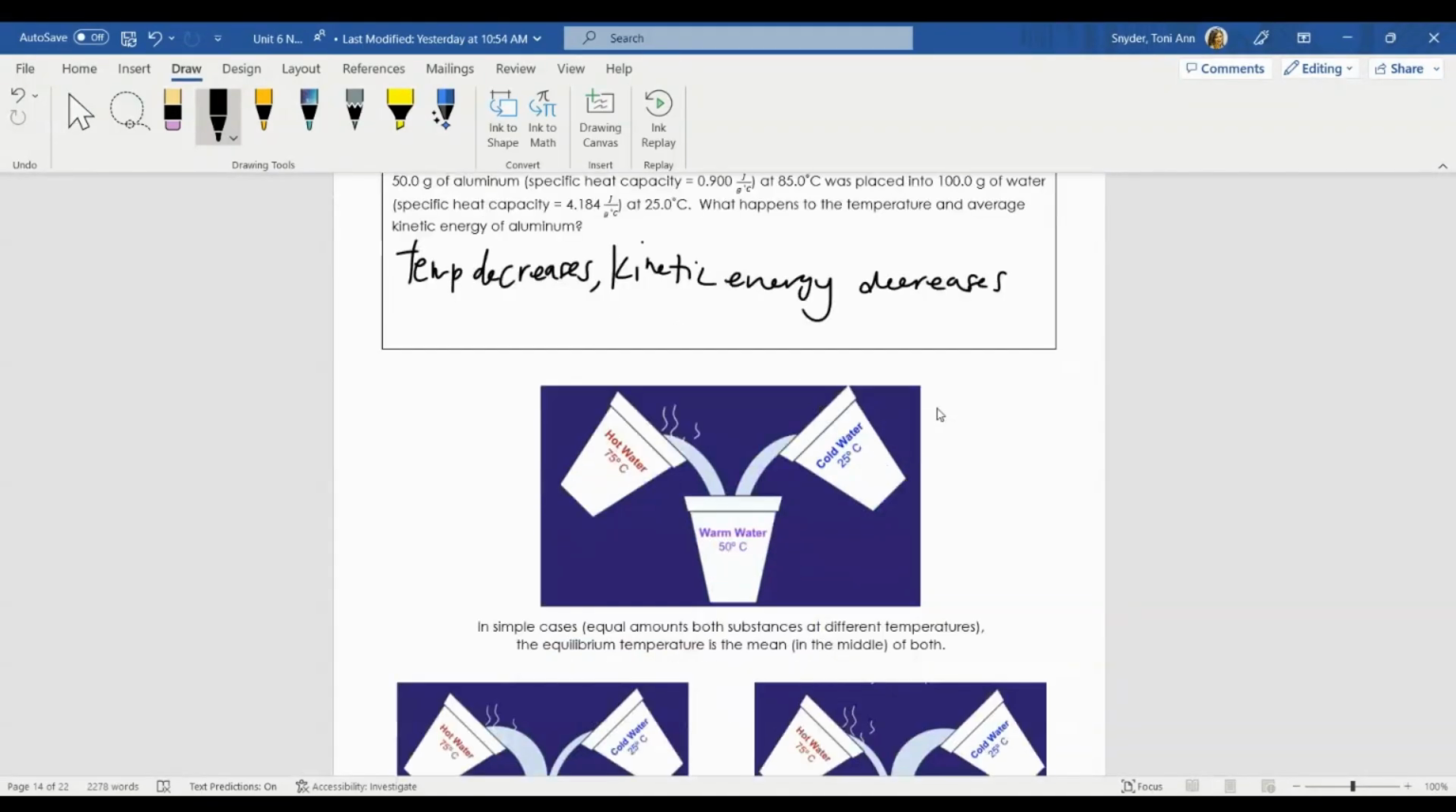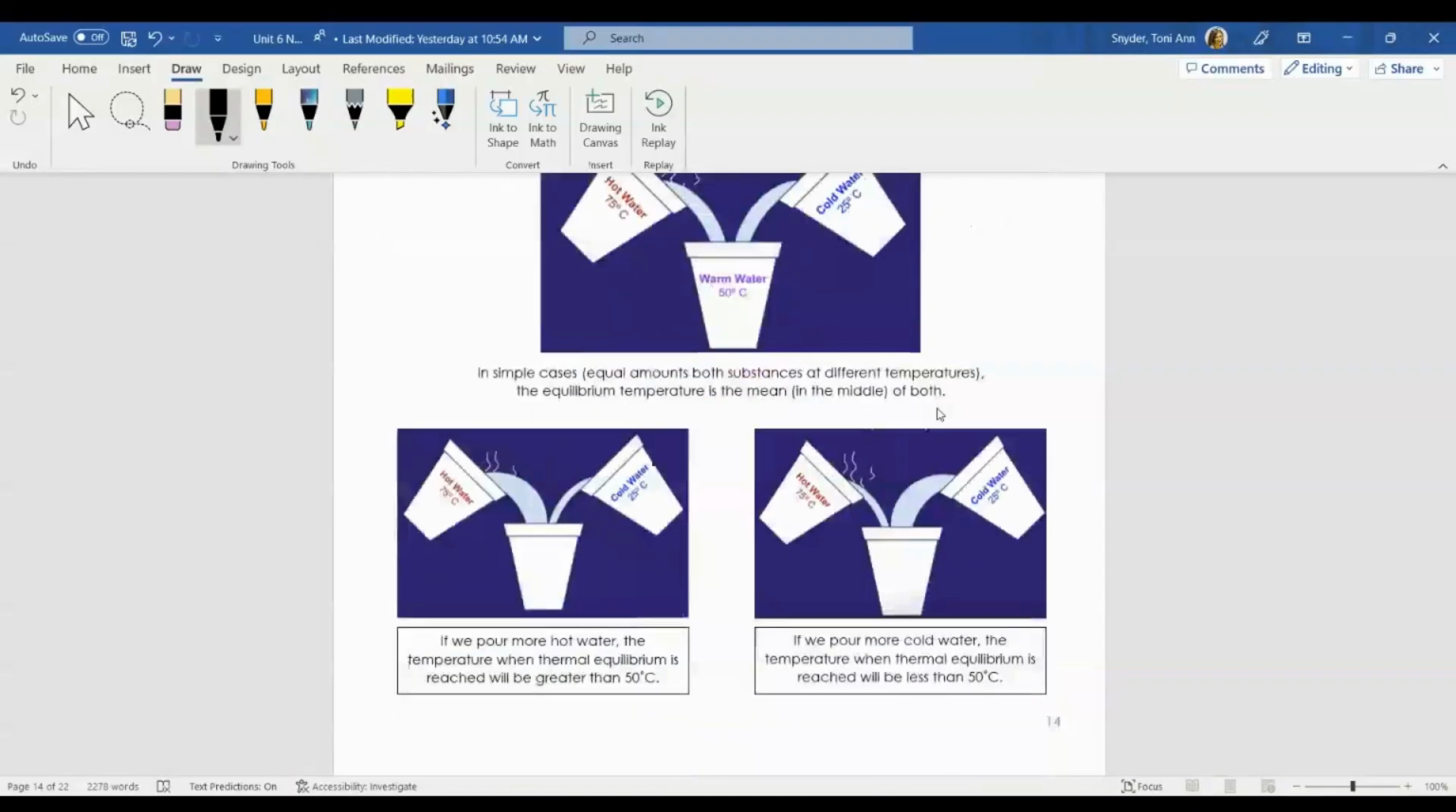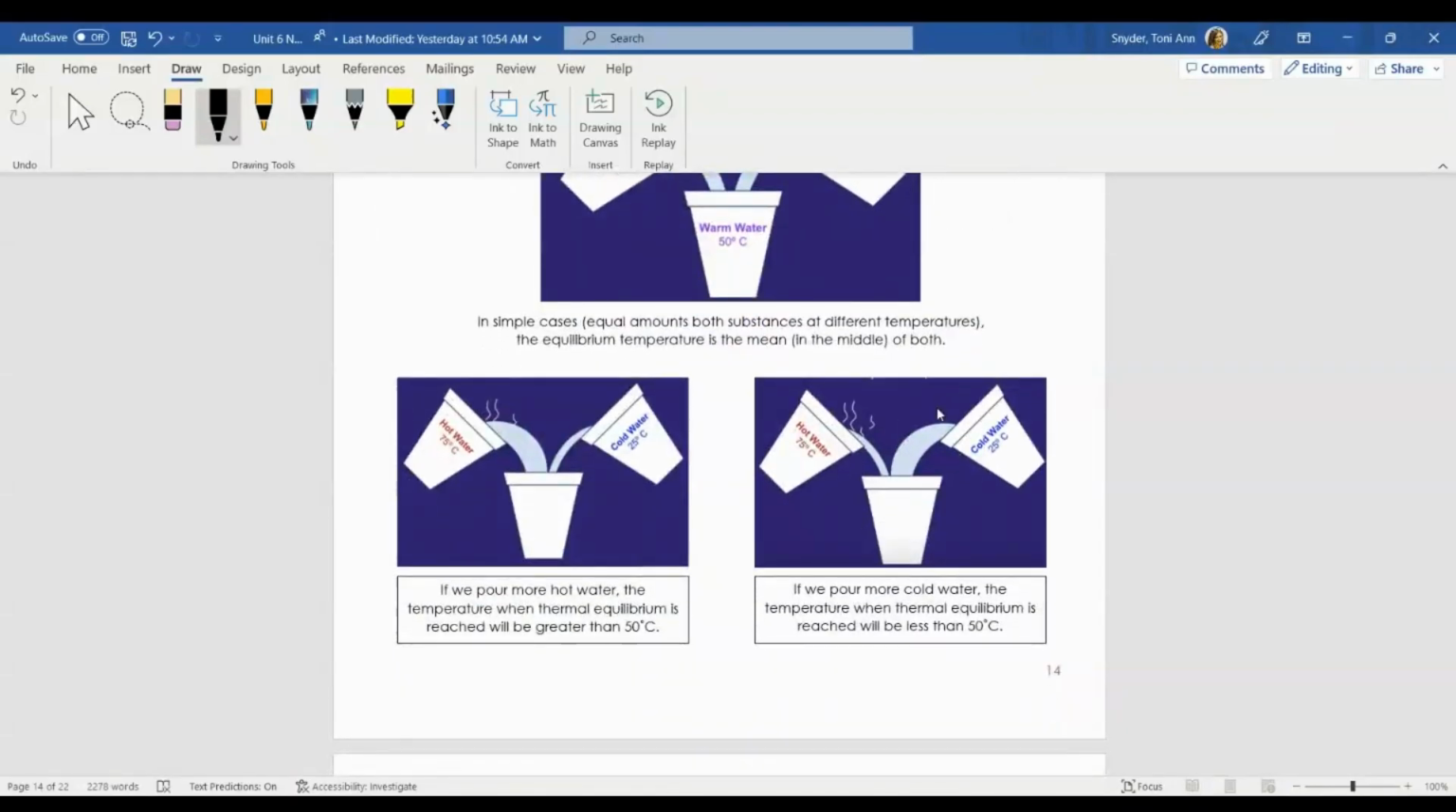Now, for thermal equilibrium, it does depend on the amount of substance. So if I have hot water and cold water, 75 degrees and 25 degrees, and I have the same amount of both of those, the thermal equilibrium would be 50. Right? That makes sense because there's equal amounts of hot water and cold water. However, it's not as easy if I have a lot more hot water, like I do in this example, and a little bit of cold water, or if I have a little bit of hot water and a lot of cold water. Thermal equilibrium is not as easy to calculate because it depends on how much of each type of water you have.